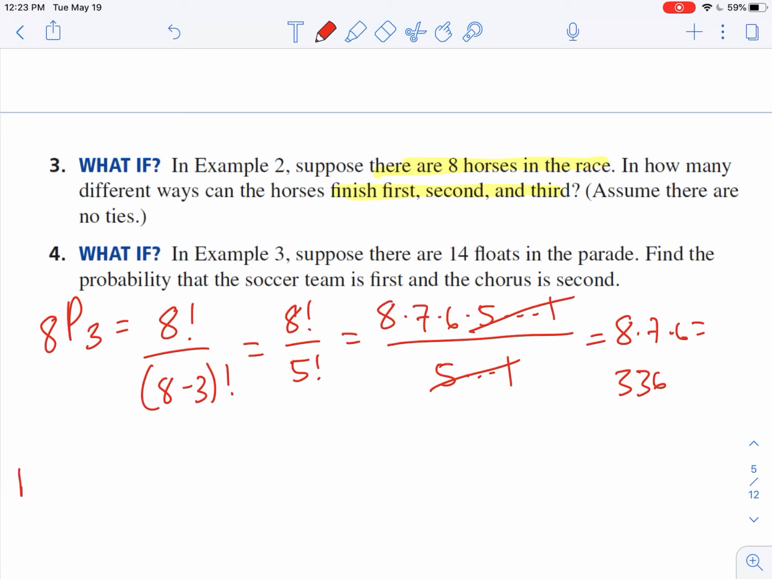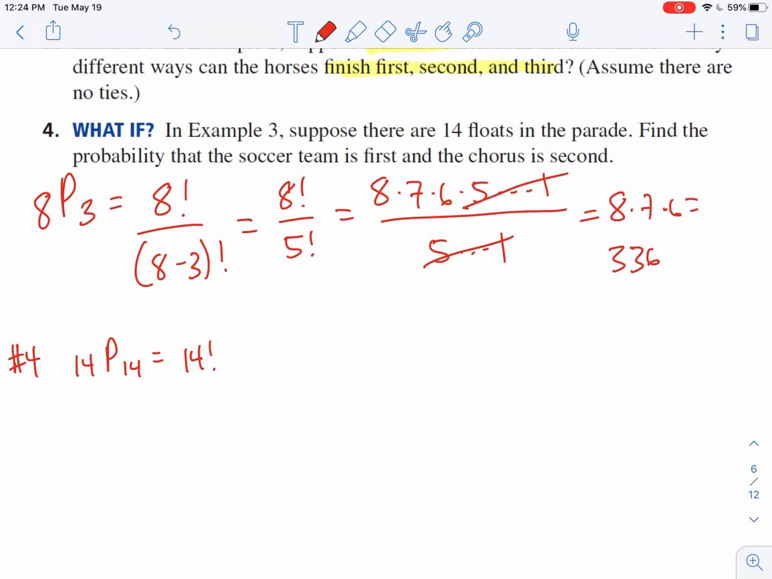Now, problem number 4, it says, considering example 3, suppose that there are 14 floats in the parade. Find the probability that soccer would go first and chorus would go second. So again, the total number of floats has been increased, so we're looking at 14, taking 14 at a time. What are the number of permutations there? Well, that's 14 factorial. We still are wondering how soccer can go first and chorus can go second. So that means there's 12 teams that follow us. How many different ways could those 12 teams go? Well, they could go 12 factorial. The probability then would be 12 factorial over 14 factorial.